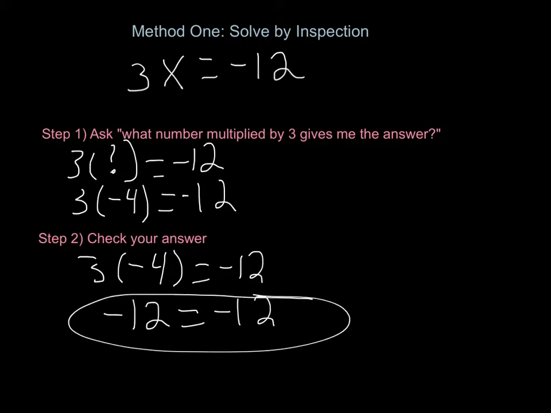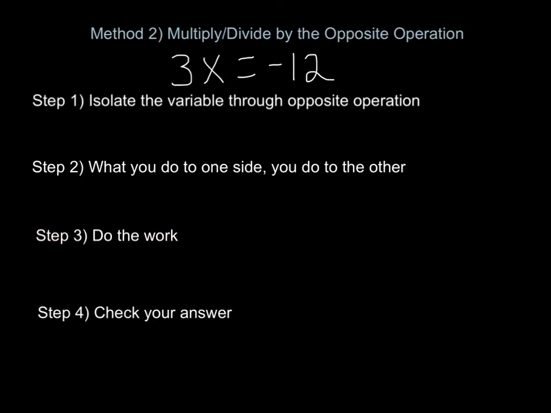So for these ones, all you're doing is just kind of doing some guess and checking. So you're solving by inspection. What number times this will give me this is all you're doing. So that's method 1. Let's try method 2. Method 2 says multiplying and dividing by the opposite operation.